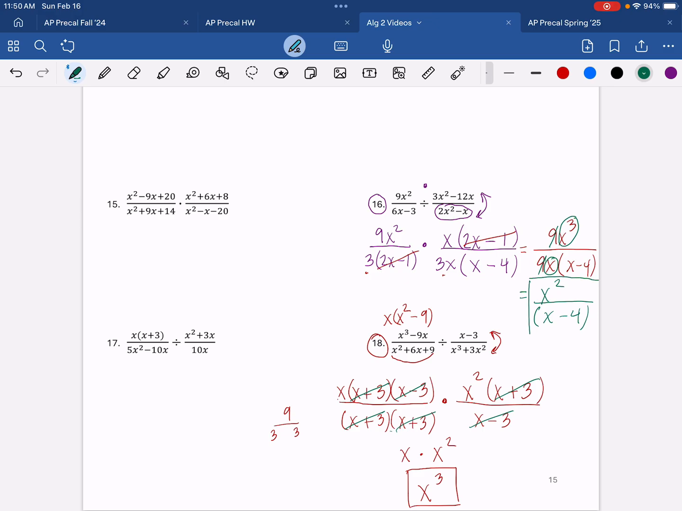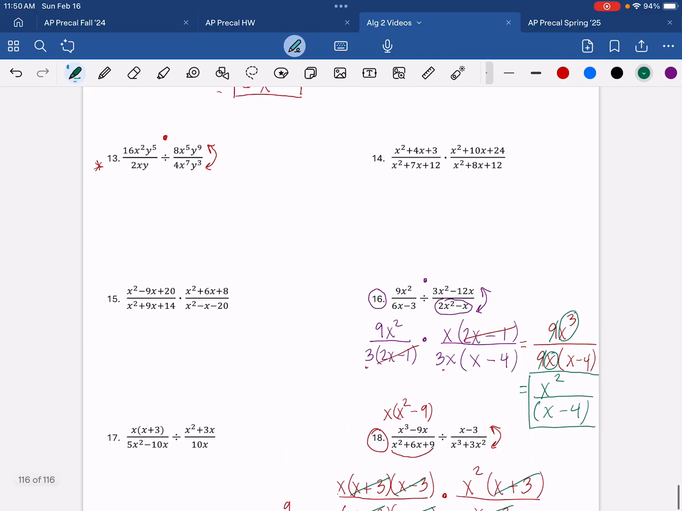So I'm glad I picked that one just because the canceling was a little bit less clear than the one we did on number 18. So you've now seen all the types of problems that are going to be on the test. You have a whole page here of more multiplication and division to practice.